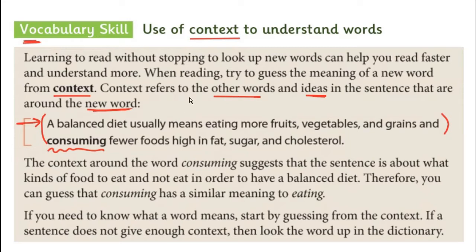It is saying to have a balanced diet. If the diet is balanced, it's not heavy on this side and it's not heavy on this side. It balances. So it means eating more fruits and vegetables and grains, and fat, sugar and cholesterol consuming fewer. We know what fewer means. It means less. So eating more, consuming fewer. What does consuming mean? I think consuming is linked to eating. Maybe it has a similar meaning or the same meaning as eating. So a balanced diet usually means eating more fruits and eating fewer foods high in fat, sugar and cholesterol. Yeah, so that makes sense.